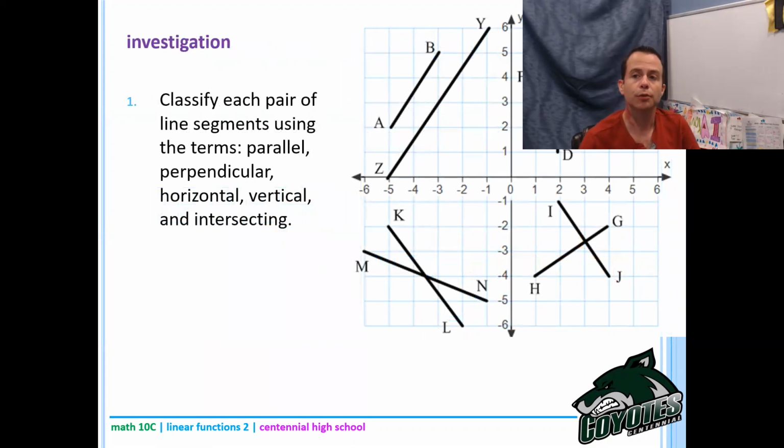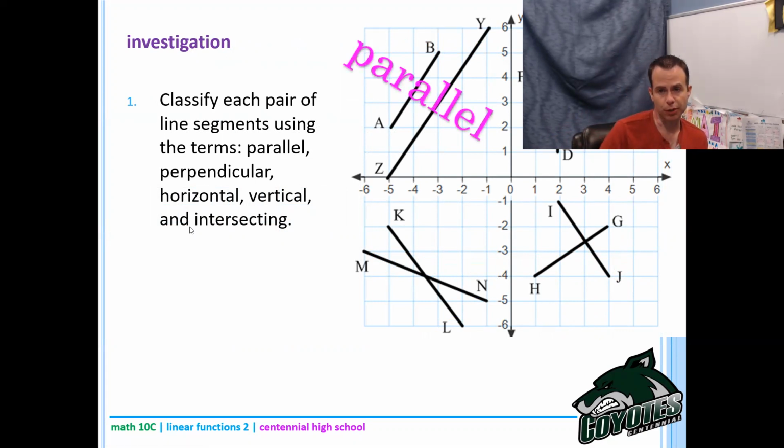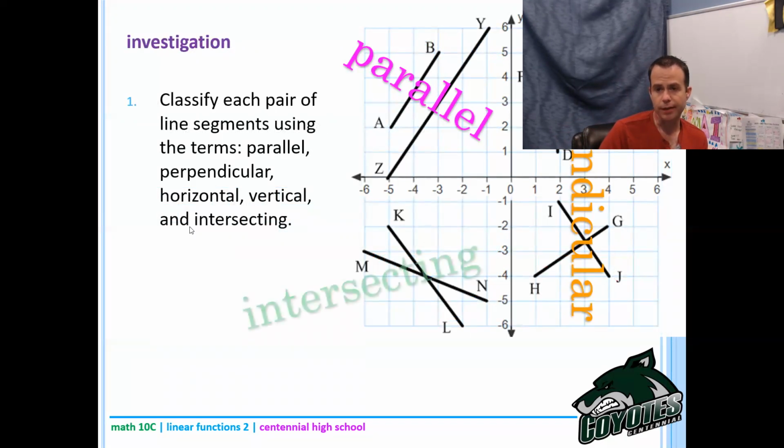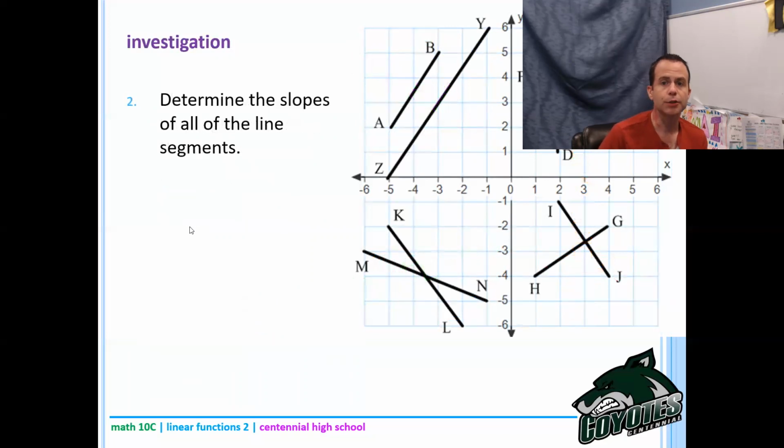Now, we're going to go through a little investigation. You've got kind of 4 different pairs of line segments to the right of this slide here. I want you to classify each as parallel, perpendicular, horizontal, vertical, and intersecting. What I would want you to have found there is I would want you to call these guys parallel. Both of those guys are perpendicular, and then these ones we're just going to call intersecting. Okay. Now, determine the slopes of each one.